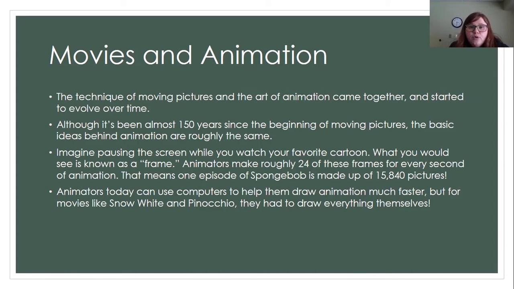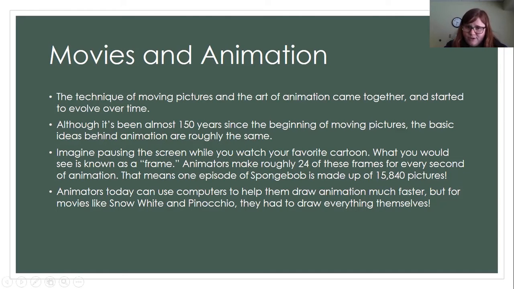So eventually, movies and animation came together, and we got a lot of really cool cartoons and movies because of it. Imagine watching your favorite cartoon. If you pause it, you'll see that there's an individual picture on your screen. It took an animator or a team of animators to draw that individual picture. But for every second of the cartoon, there are 24 individual pictures for them to look at, which means that in a show like SpongeBob that's 11 minutes long, there's over 15,000 individual images. It's a lot.